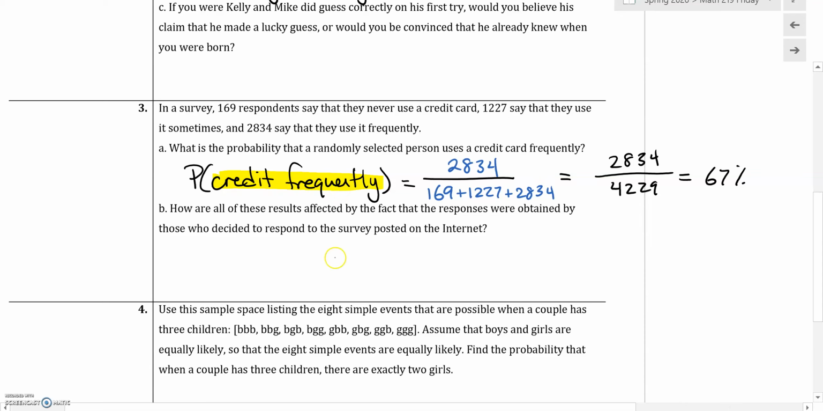This says, how are these results affected by the fact that the responses were obtained by those shopping or posted a survey on the internet? Well, I've got 20 seconds here. I'm going to just stop it. Be back in a minute.